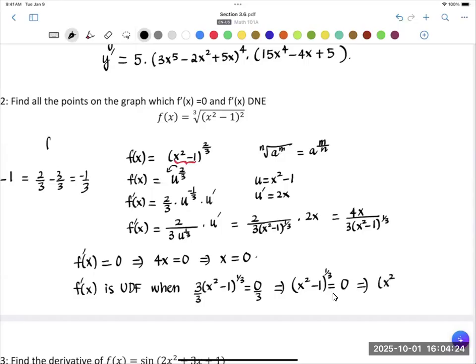So x squared minus 1, we raise to the power 3 on both sides. We will have x squared minus 1 equal to 0 to the power 3, which is 0. And that would be x squared equal 1. So that gives you x equal plus and minus 1. Okay, so these are the values where the derivative is undefined or does not exist, or the derivative is equal to 0.